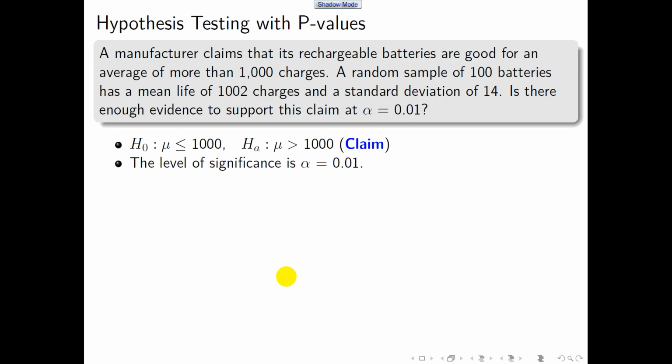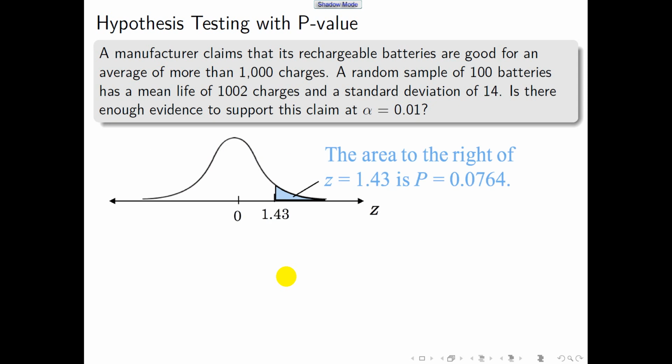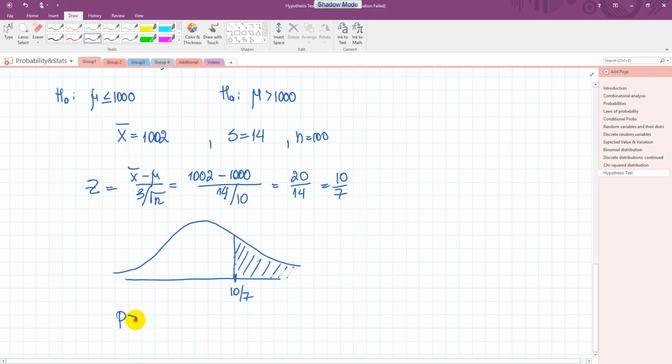So you can find this from the table. This is going to be 0.0764. You put 10 over 7 in the table, and you find that the area to the right of this point is 0.0764. Now this is our p-value. We need to compare this with the level of significance, which is 0.01. So which is bigger? P is bigger than alpha, than the level of significance.